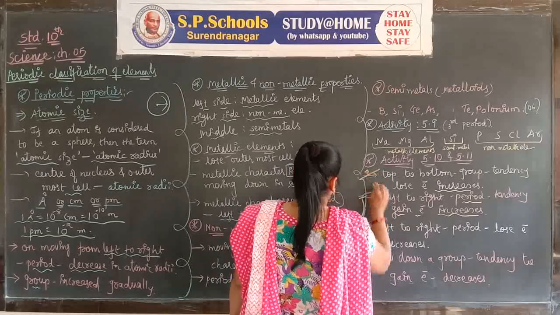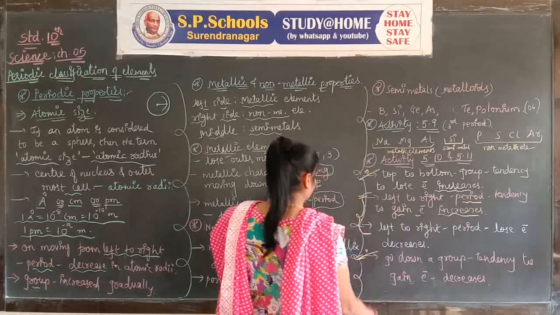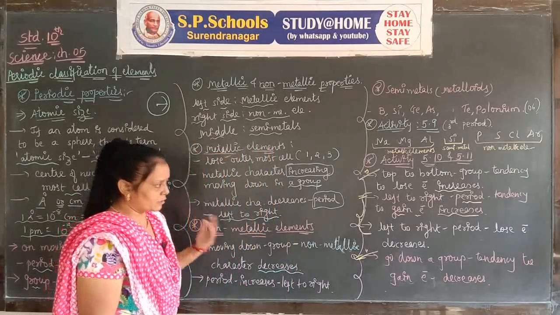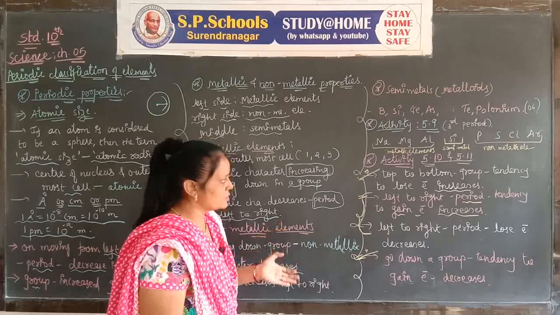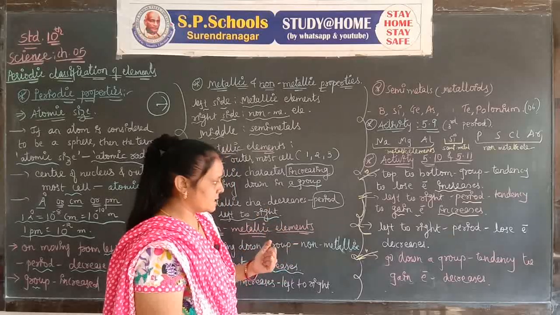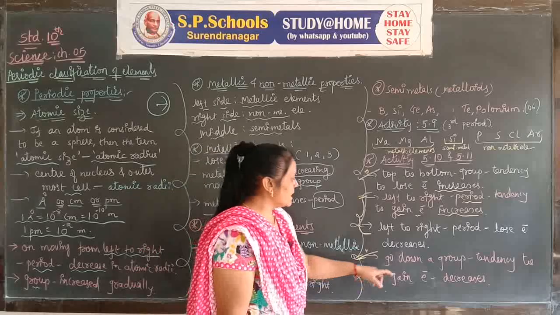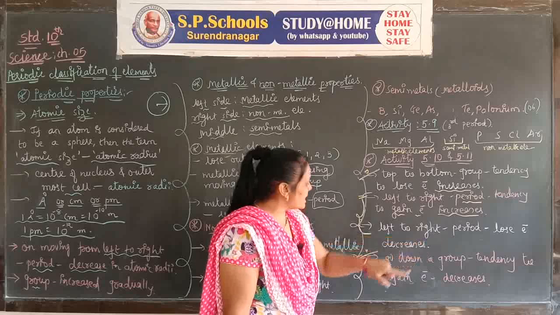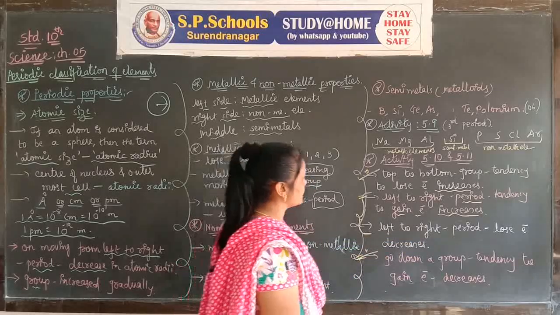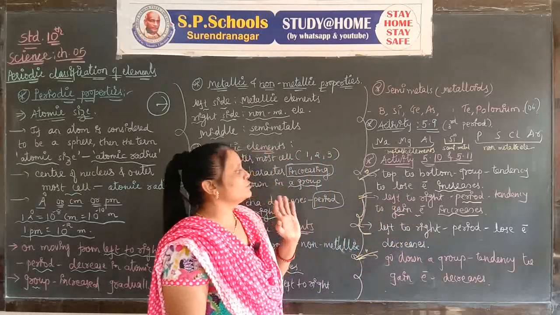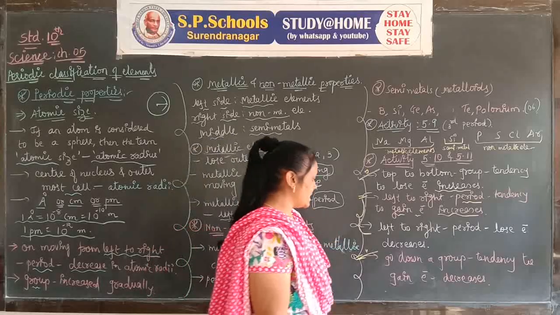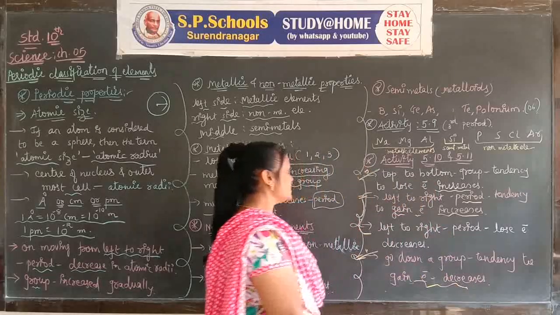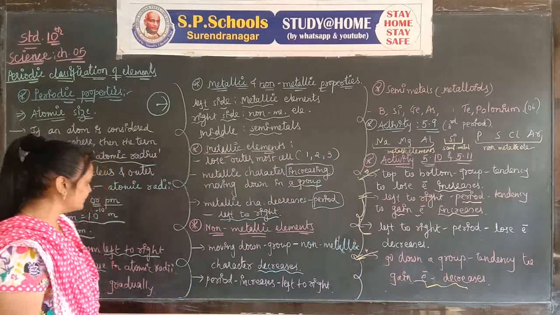Here, the two things can combine together. When we go top to bottom in a group, the tendency to lose electrons increases. So, clearly, when we go down a group, the tendency to gain electrons decreases. When the tendency to lose electrons increases, the tendency to gain electrons decreases. Here six points can be important.